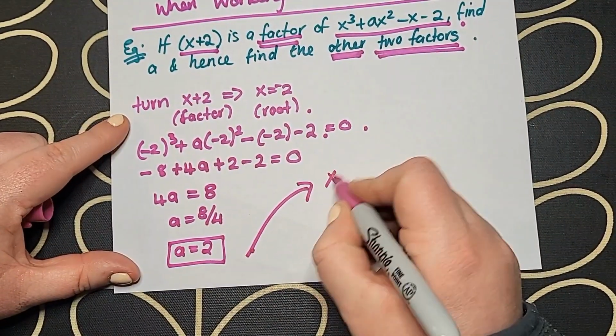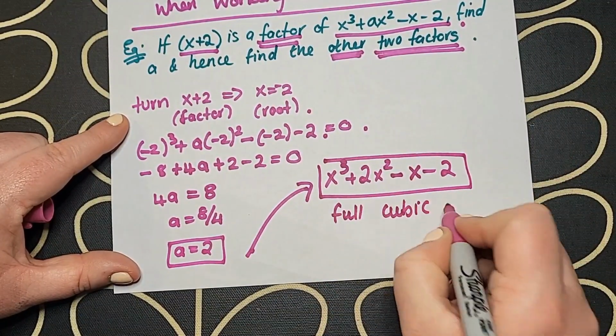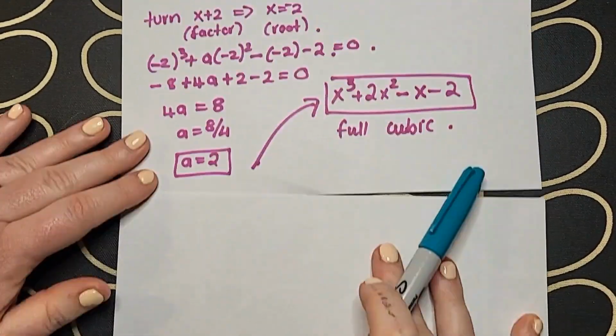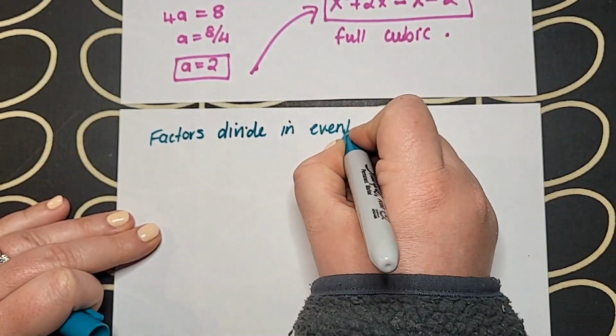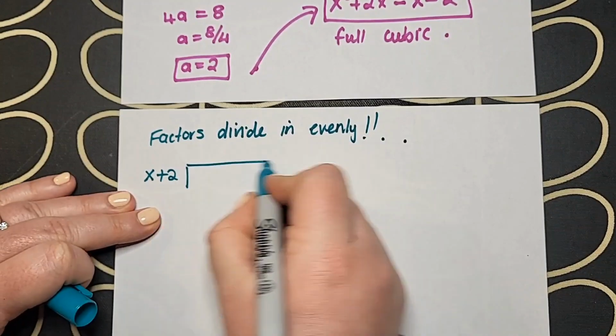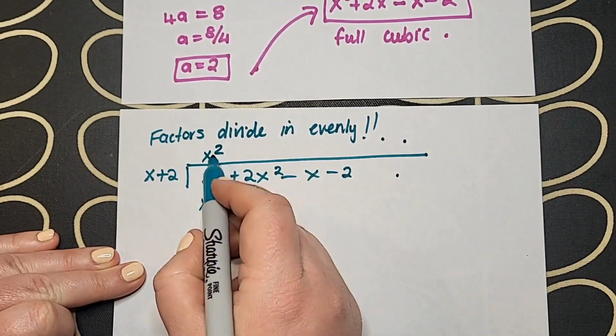equal to 2 there. I put that 2 in for a back into the full cubic, and that means that I can actually work with the cubic quite easily now. Remember, we're asked to find the other 2 factors. That factor of x plus 2 divides in evenly to the cubic, so I'm going to divide it in.